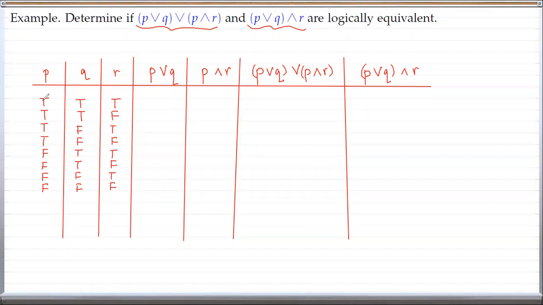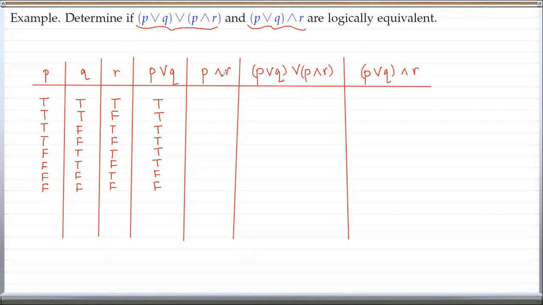P or Q: true or true is true. True or true is true again. True or false is true. True or false is true again. Next we have false or true, which is also true. False or true is true. And false or false is false. And the last one also, false or false is false.